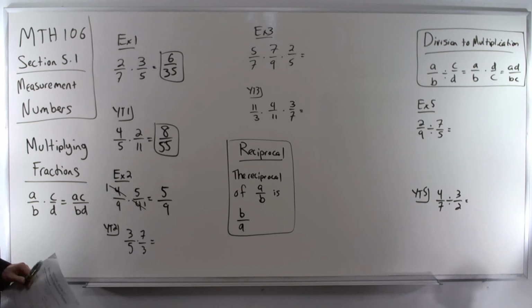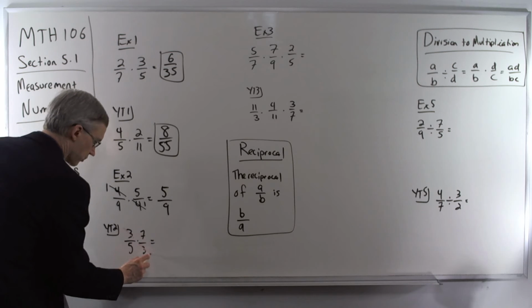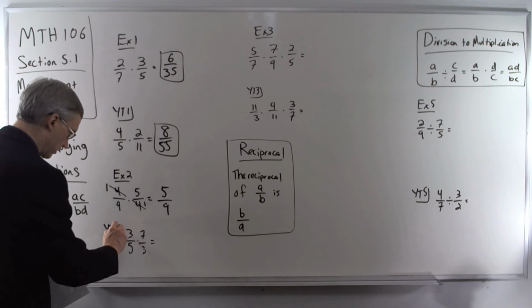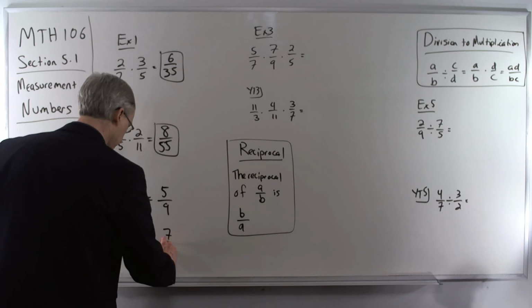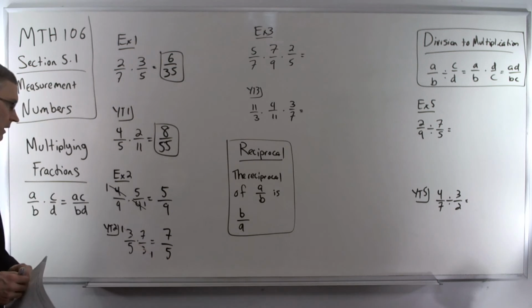Now here, notice we have some matching 3's. So those cancel, turning into 1. Multiplying straight across, 1 times 7 is 7. 5 times 1 is 5. 7/5.